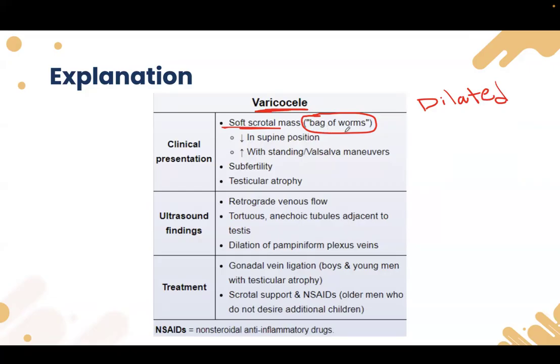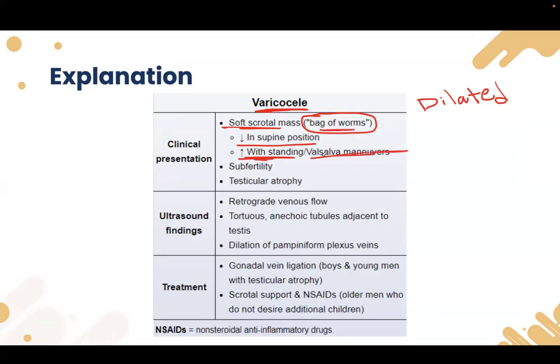Okay. It decreases in supine and increases with standing. Why is this the case? Because whenever someone is standing, you guys know that there will be pooling of the blood in the veins. Whenever there is pooling of the blood in the veins, I told you that the pampiniform plexus is dilated, so there will be more blood in these veins, which would cause them to be larger and larger, which would cause the mass and the bag of worms.